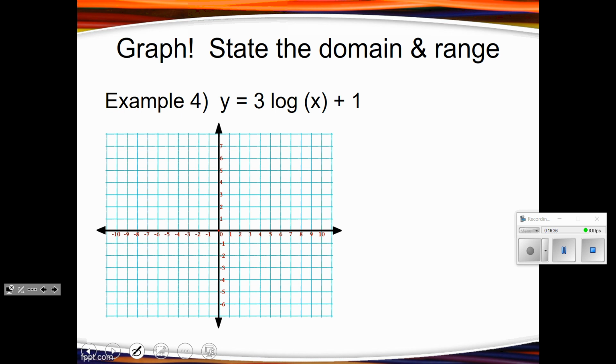First of all, what base is on this one? There is no base written, but there is a base understood. When there is no base, it's understood to be base 10. If it's just a plain log, then you can use your log key, right beside the number 7 underneath the x squared on your calculator. So we put in y equals 3 log of x plus 1, and the calculator understands that to be base 10. You don't have to put in the base 10.